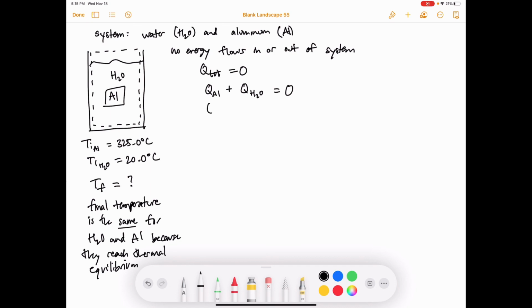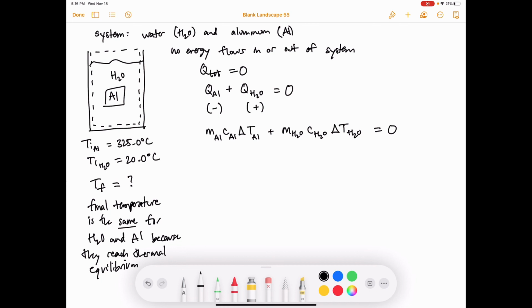Now, the heat for the aluminum is going to be negative because it's going to be losing energy. The water is going to be heating up. It's going to be gaining energy, so that will be a positive term. When we add the negative and the positive heats together, we get 0. That's the idea. Now, for each one of these, the heat can be expressed as m times c times delta T. So we have mass of the aluminum, specific heat of the aluminum, times the temperature change of the aluminum. And then for the water, we have mass of the water, specific heat of the water, times the temperature change of the water. And that equals 0.